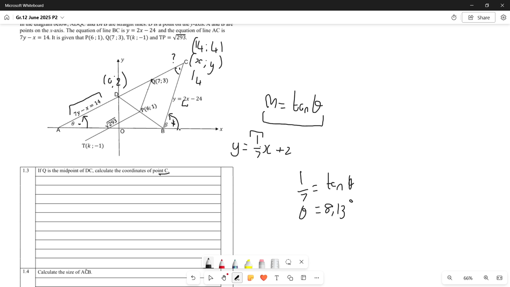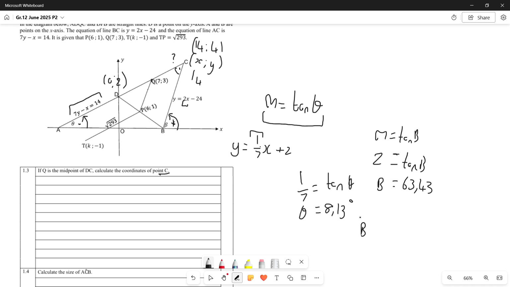So then we can do the same thing for beta. So m equals tan beta. And then we make this guy equal 2. So 2 equals tan beta. And then we can shift tan this guy and see what the value is for beta over here. And we have 63.43.